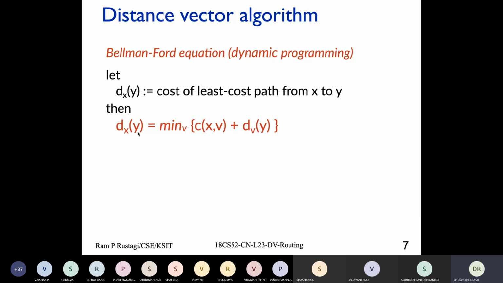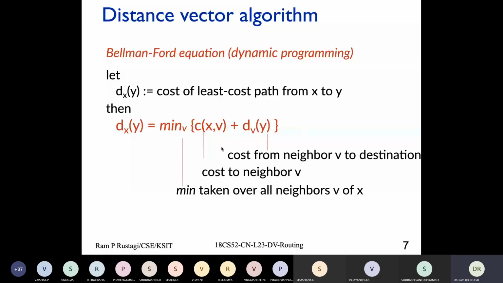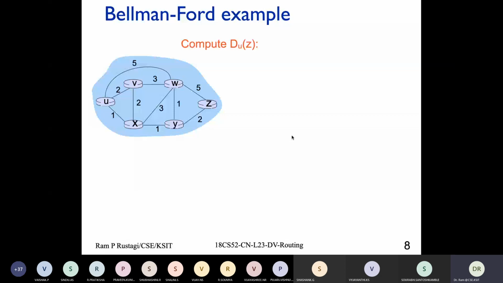In our Dijkstra algorithm, we always pick one node in the topology with the least distance and continue from there. Here, once a node comes into my routing, the cost might change again, and we look at that. So c(x,v) is the edge cost between node X and V. D_v(y) is the least cost path to Y from node V. And we take the minimum over all the neighbors V. And that is what the Bellman-Ford algorithm is.